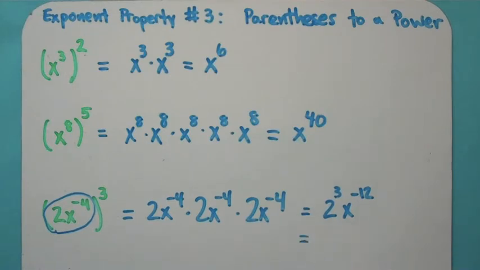Which, remember, no negative exponents allowed in your final answer. This guy ends up getting sent to the bottom of the fraction. So I end up with 2 to the 3rd, which is 8, over x to the 12th.